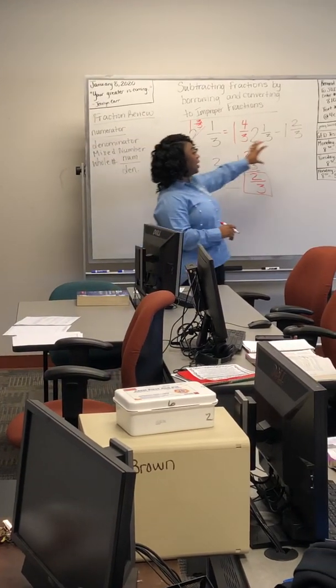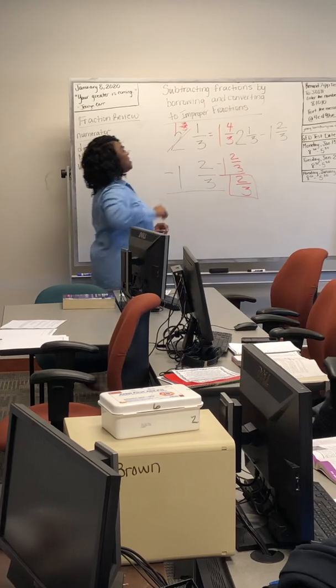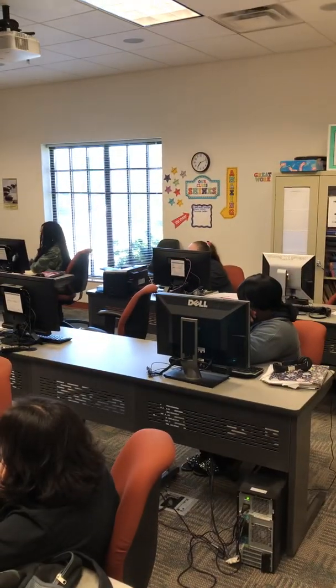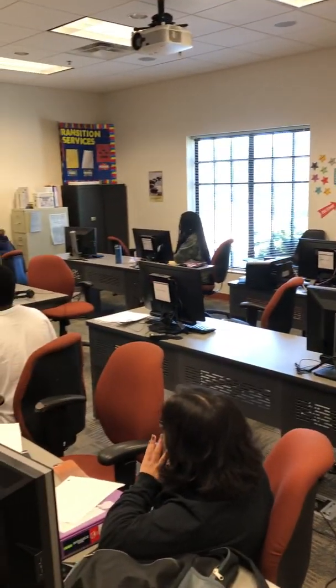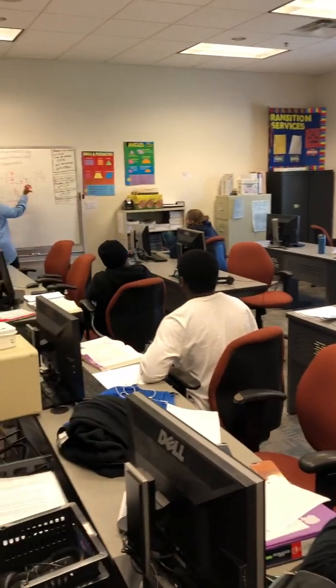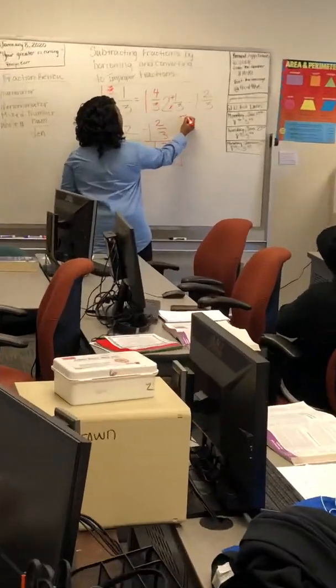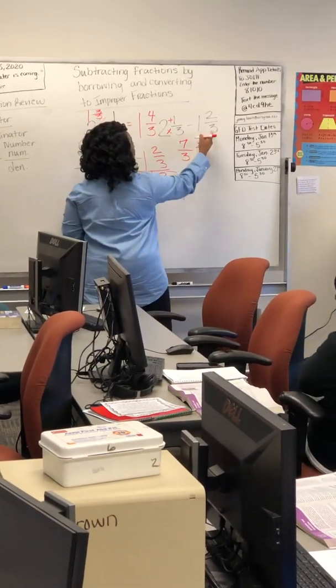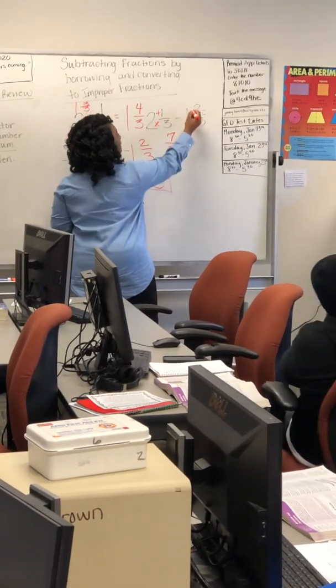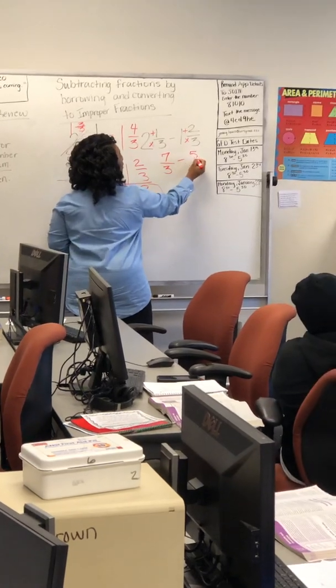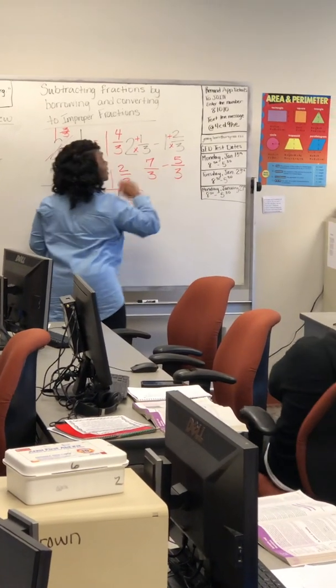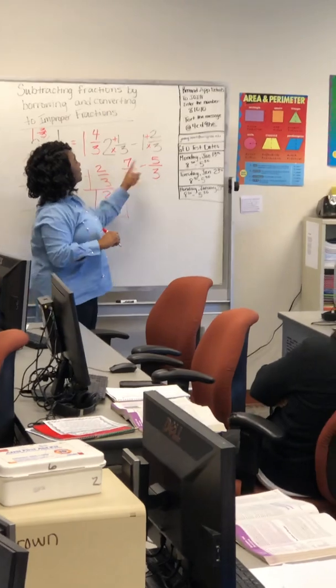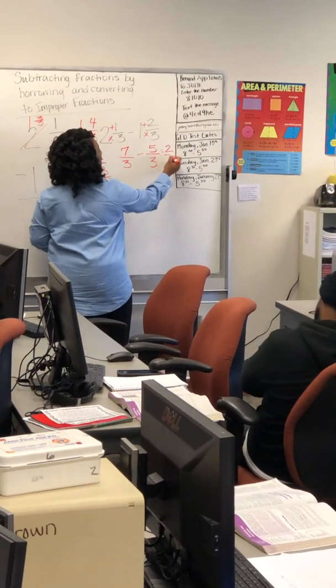But there's another way we can do it that Miss Stephanie likes a lot better. And this way requires you to change it to an improper fraction. In order to change to an improper fraction, we do a couple steps. What's 3 times 2? 6, plus 1? 7. What happens to my denominator? It stays the same. What's 3 times 1? 3, plus 2? 5. And my denominator stays the same. So now what's 7 minus 5? 2. And my denominator is?